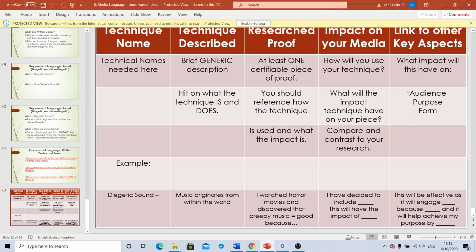Okay, and this one I have highlighted that the key areas I would look at would be audience, purpose, and form, but it's up to you.